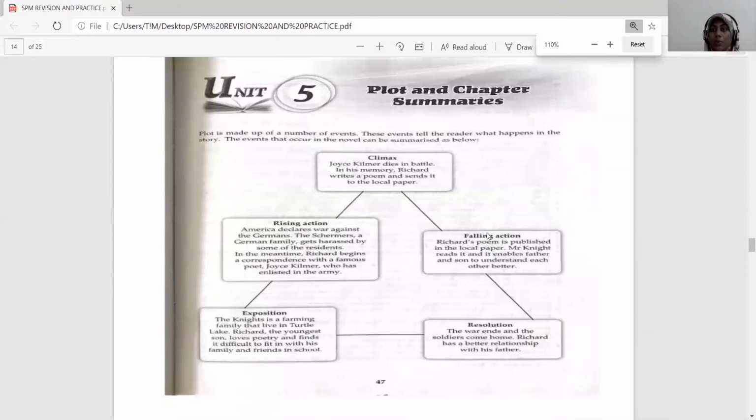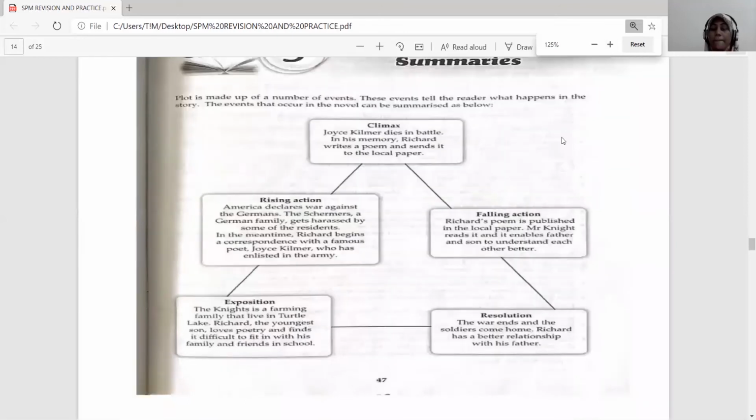Okay, now this is something very important. When they ask you the question, can you number the events, or you have to tell the plot or tell what has happened, you have to explain these five, right? Exposition, rising action, climax, falling action, and resolution. Even in the BM novel, I think the plot is still the same, right? So the first, the exposition. Where do you find the introduction of the characters? Richard, the younger son, loves poetry.